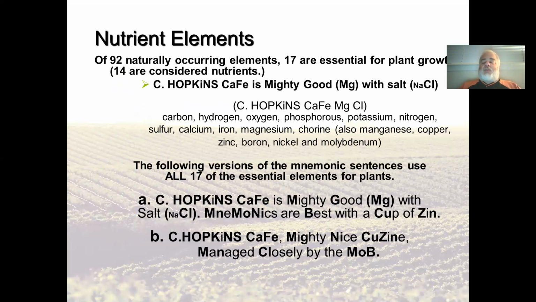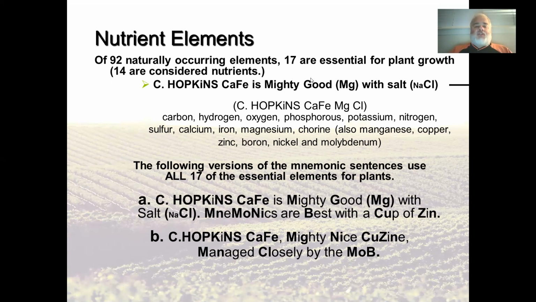So there are 92 naturally occurring elements. If you look at the periodic table of the elements, and I gave you one at the very beginning of the semester that you could look at, out of those 92, 17 are essential for plant growth for all plants, and 14 of those are considered nutrients. So you subtract the CHO, carbon, hydrogen, and oxygen, and you are left with 14 that are considered nutrients. And you can use these two sentences at the bottom to get all 17 memorized.